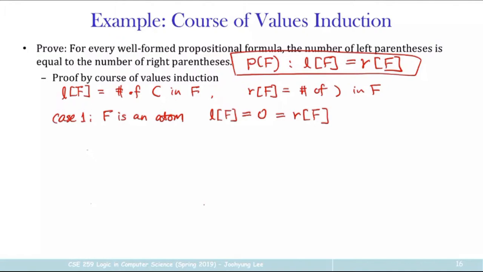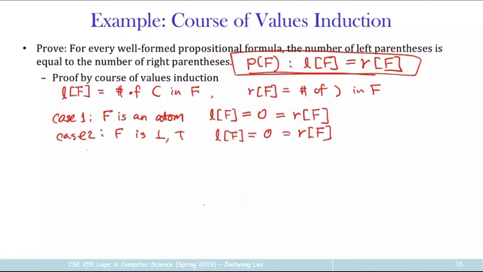Case two, when F is zero place connective, bottom and top, I also want to show the same thing. And how many left parentheses are in bottom or top? Also zero. So it's actually the same reasoning as before. So these are the base cases, and that's easy because there are no parentheses in those two cases.